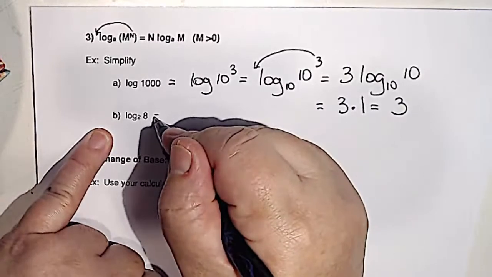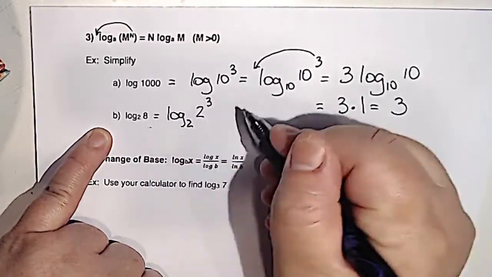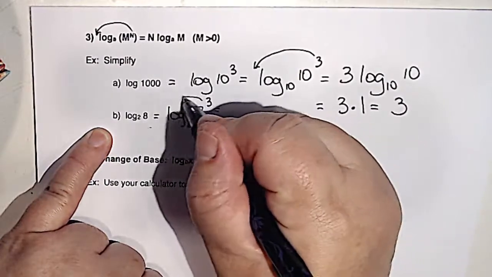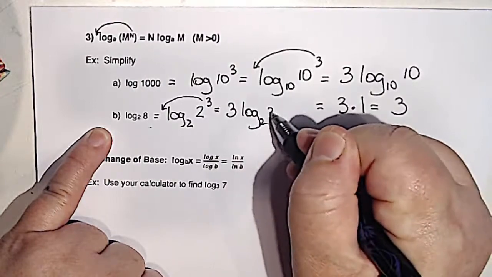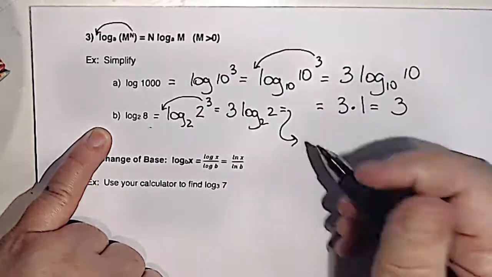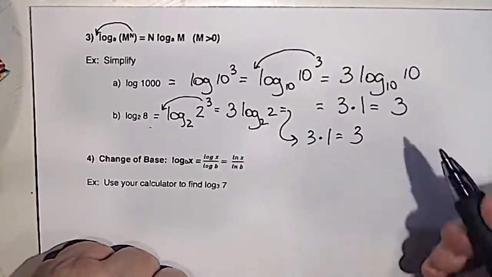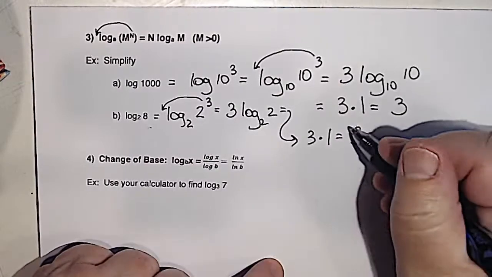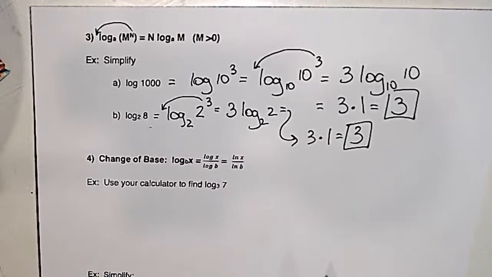Same thing here. Log base 2 of 8 is log base 2 of 2 cubed. The 3 can come down in front, so we have 3 log base 2 of 2, which is 3 times 1. Apparently I was totally into 3s when I wrote this. So exponents can come floating down. We're going to play with that a little bit.